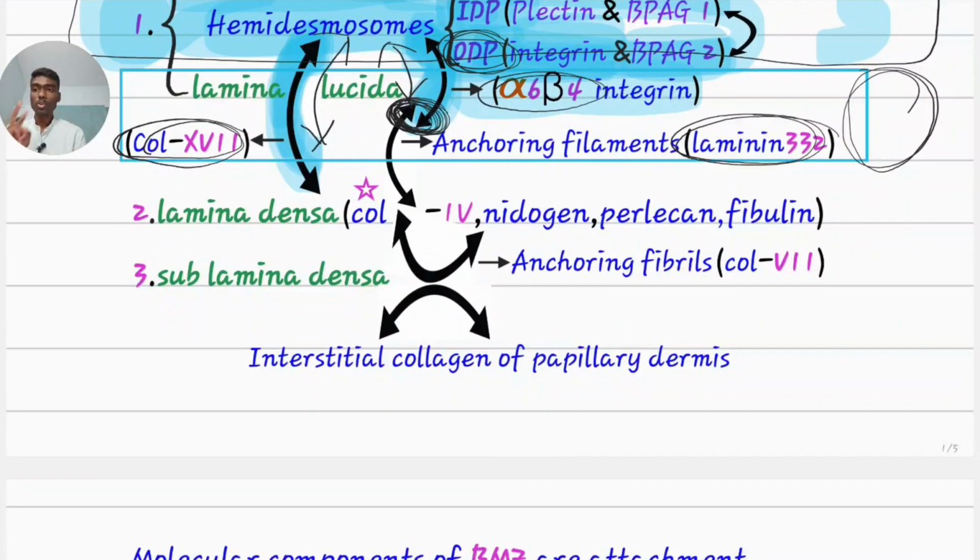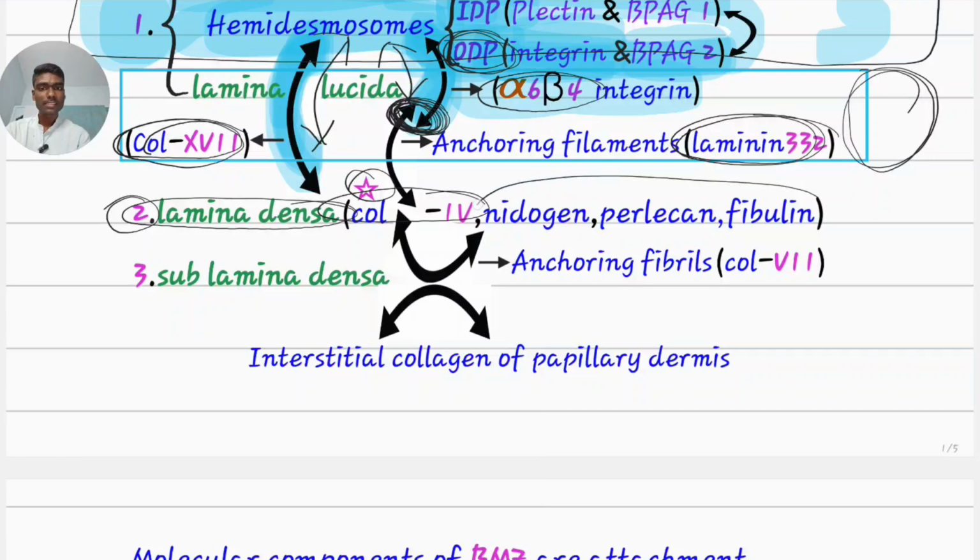Next, zone 2. Simple. From here it is simple. Lamina densa is zone 2, containing collagen 4 mainly. That's why I have highlighted it with a star mark. Next, stabilizing structures like nidogen, perlecan, fibulin.